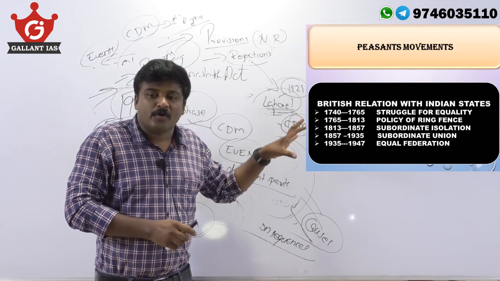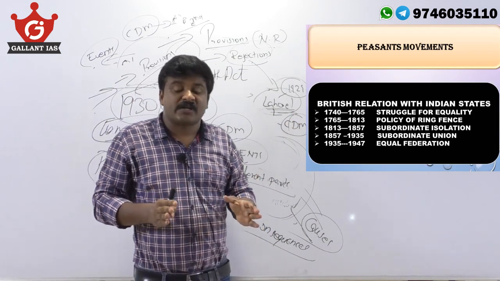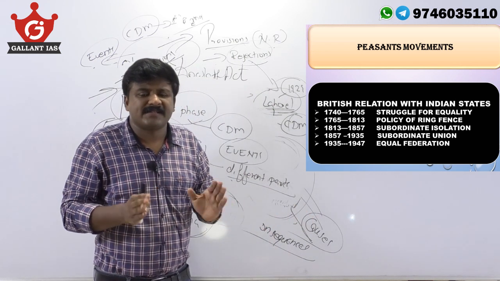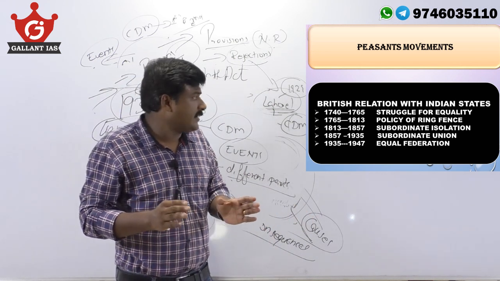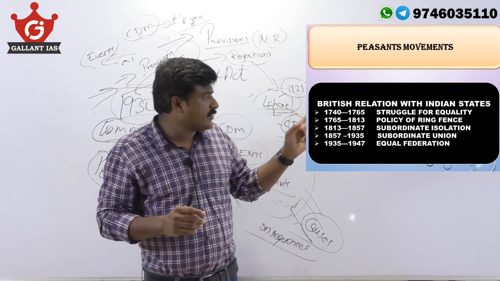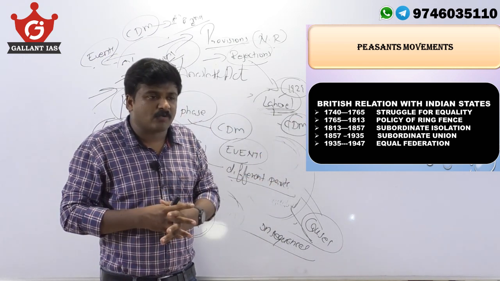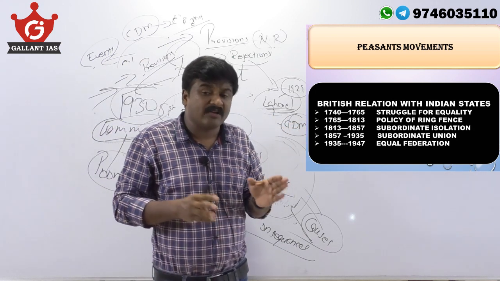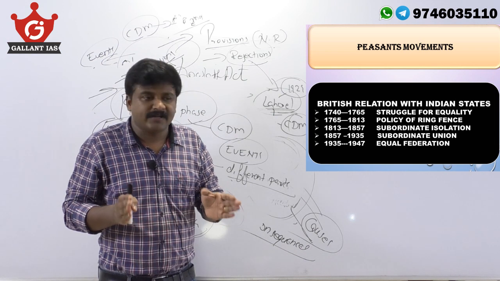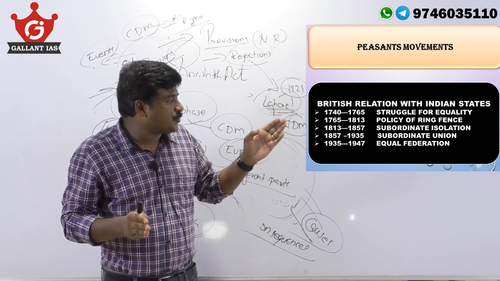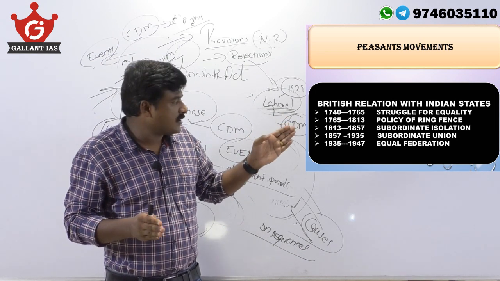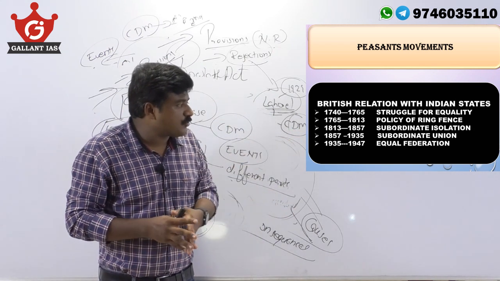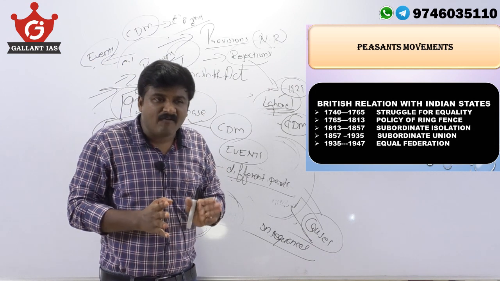Then another particular module is Indian princely states, state people's movements. The relation between these princely states and the British government in India. From the 1740s to 1765, there is a struggle for equality among these princely states of India. 1765 to 1813, the policy of ring-fence the British followed with these Indian princely states. 1813 to 1857, subordinate isolation. 1857 to 1935, subordinate union. 1935 to 1947, equal federation. So you just have an idea.